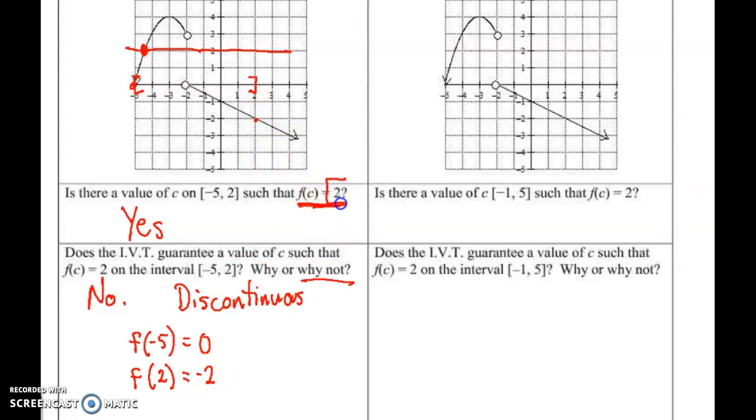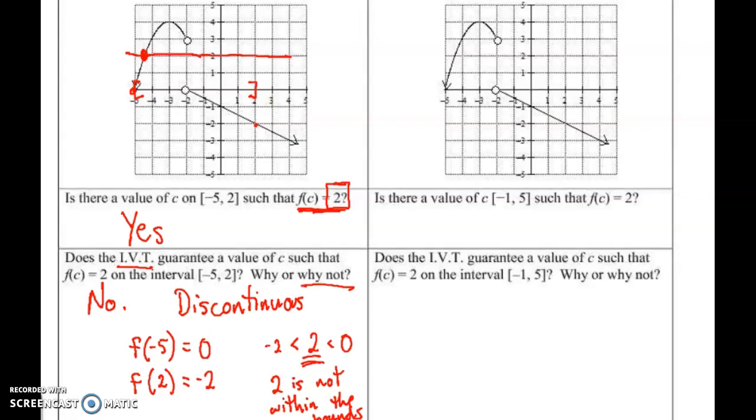And we were looking for the value to equal 2. Well, is 2 somewhere between the lower bound of -2 and the upper bound of 0? No. So 2 is not within the bounds. So even though there was a value, it was not guaranteed by the intermediate value theorem. And I hope that makes sense, that it can still occur even though the intermediate value theorem does not guarantee a value.